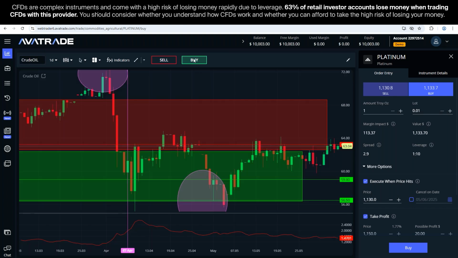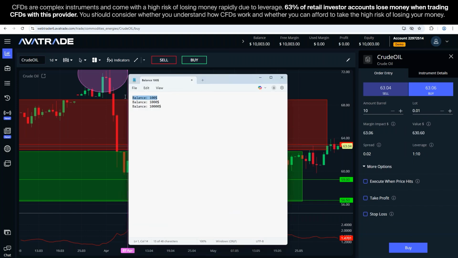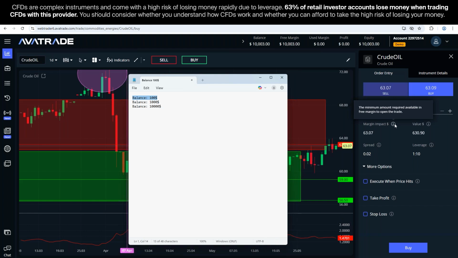For crude oil, if I click here on buy and change the lot size to 0.01, we can see that with crude oil, even with $100, I can open the position, right? What did we say? We said that the margin impact is the amount necessary to open the position. Does that mean that I can start trading with $100 because I can open a position with oil? Not necessarily, right? The fact that I have the ability doesn't mean that I should, because as I've explained many times, trading can be based on diversification and on some strategies.